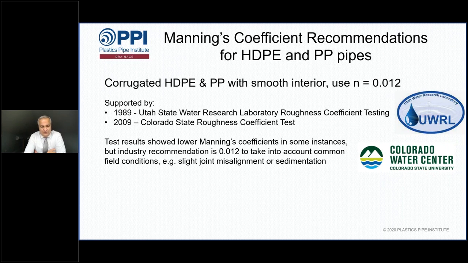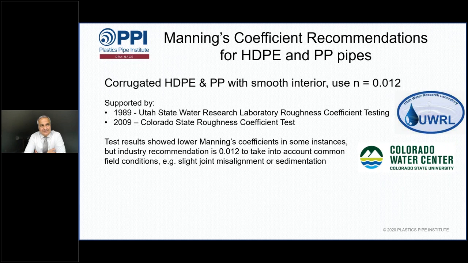And by going to 0.012, our intent is to figure that we have accounted for some of those things in the field, such as slight joint misalignment, or there might be some sediment in it. So if you go too low, if you try to scrape the bottom on that number, you're just going to hurt yourself later with design. And so we feel like there's some conservatism built into 0.012.